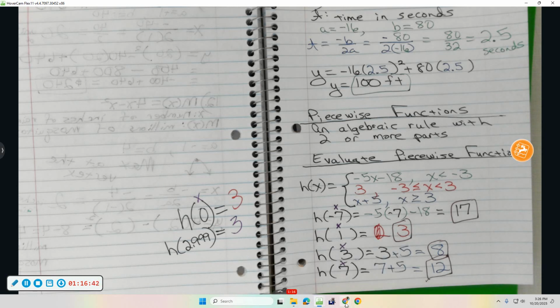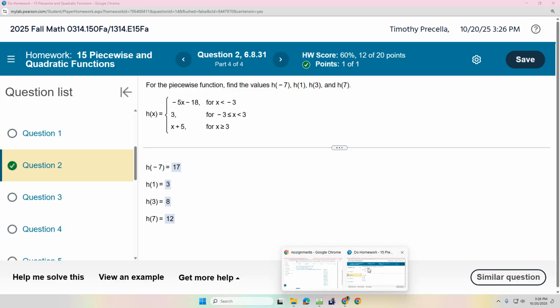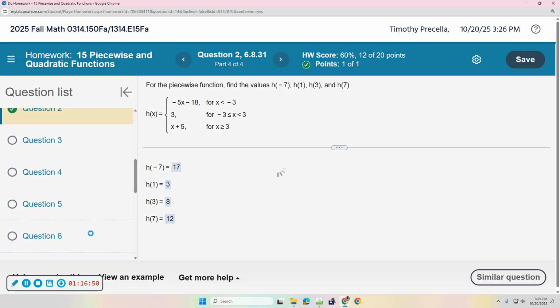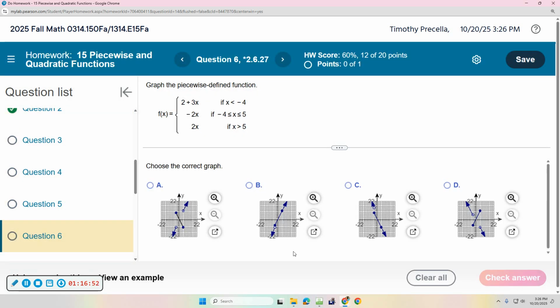Let's graph. Let's graph quadratic function. I mean piecewise function. Let's see, which one do y'all want to do? 6? Is that the best one to start with? Yeah, I think so. These are multiple choice. Graphing piecewise functions.